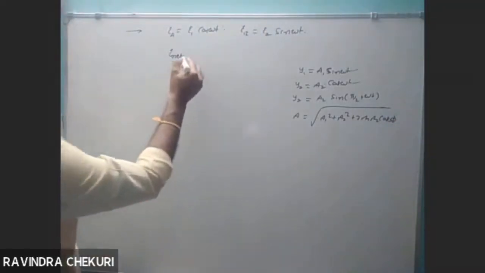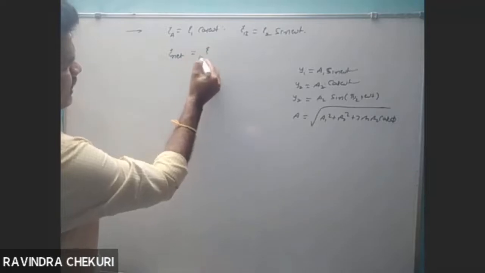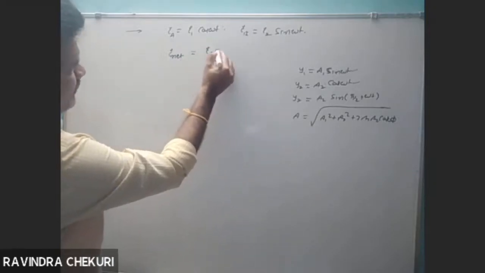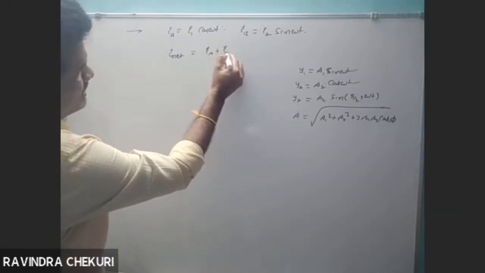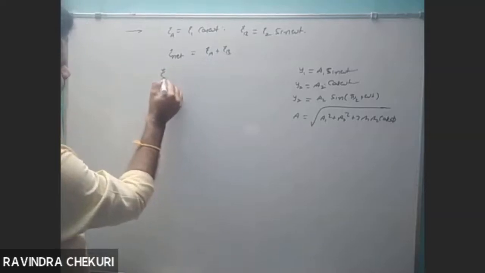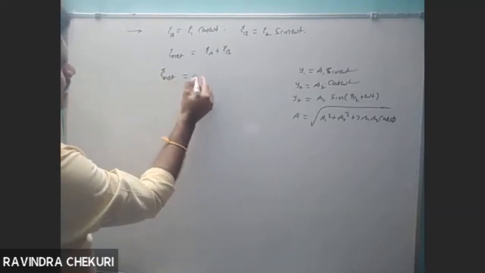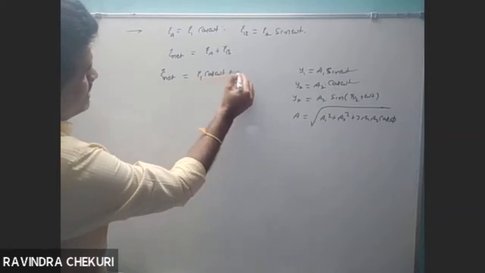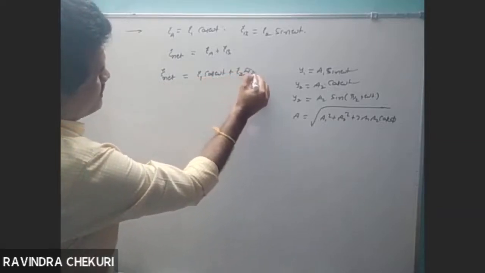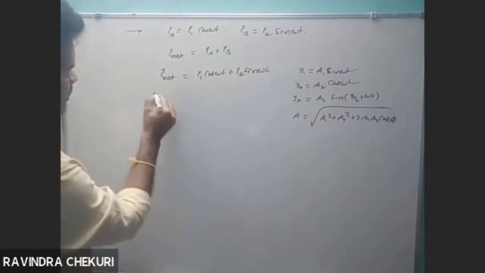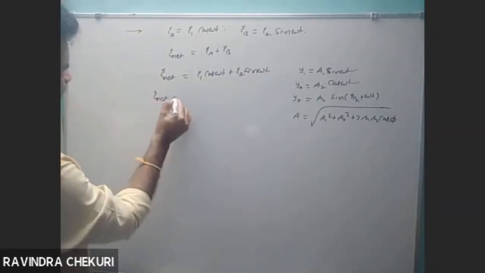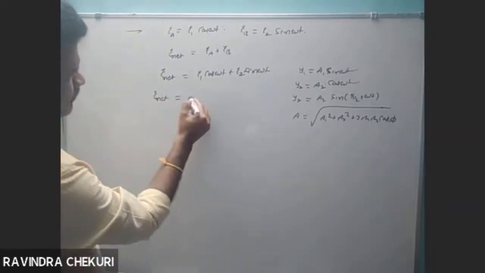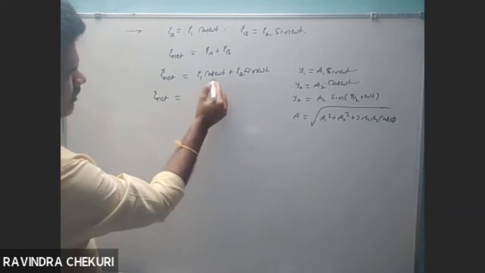So net amount of current is equal to current due to the first generator plus current due to the second, IB. So I net is equal to I1 cos omega t plus I2 into sin omega t. So net amount of current I is equal to, so how to convert the cos?